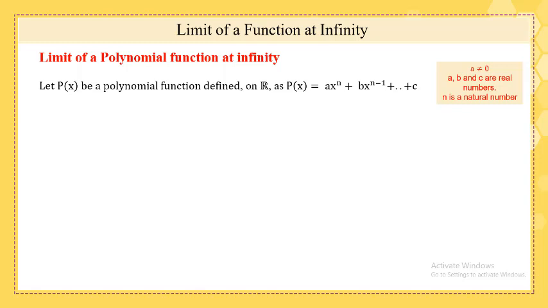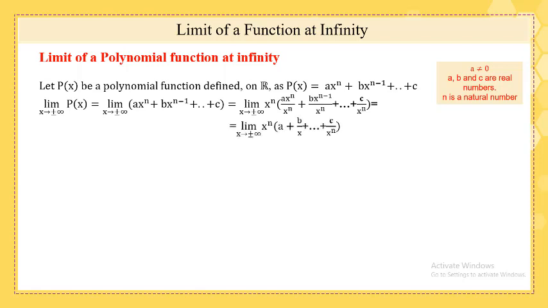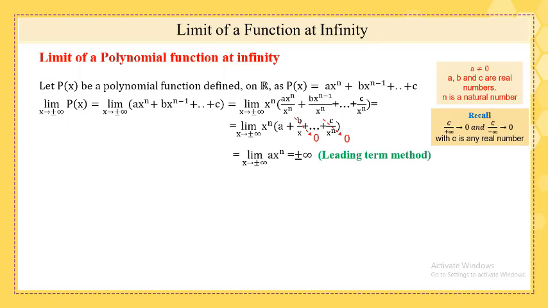Let's define together P of x as a polynomial in the given form: a x^n plus b x^(n-1) plus etc., till c. Let's factorize by taking x^n as a common factor. Between parentheses we'll have a x^n over x^n, b x^(n-1) over x^n, plus etc., c over x^n. But we know that a constant over plus or minus infinity tends to 0, then we deduce that the limit of our polynomial will be the limit of a times x^n. We call this the leading term method.